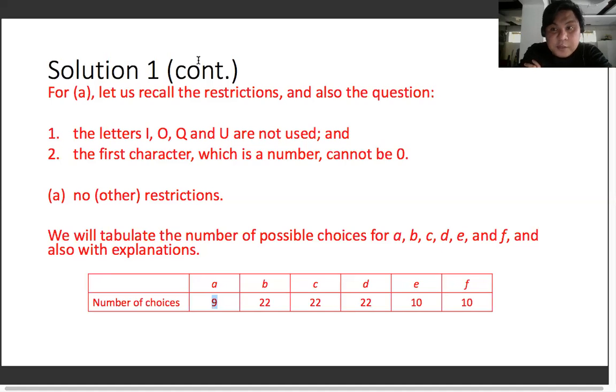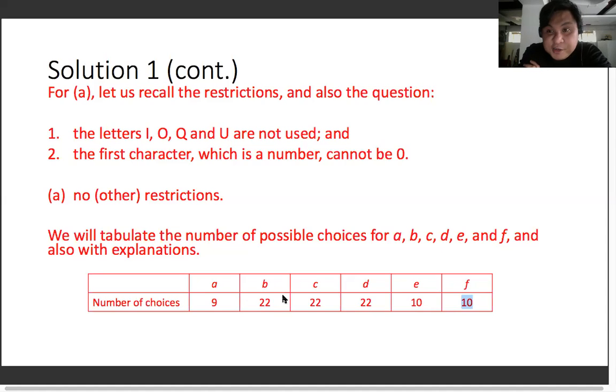As I mentioned, for position A, since you cannot use 0, you only have 9 possible digits to choose from, 1 all the way to 9. Now, when you go to positions E and F, which are also number positions, there are no other restrictions on the digits we can choose. So therefore, we actually have all 10 possible digits ready to be chosen for those two particular positions. Okay, so that takes care of the numbers.